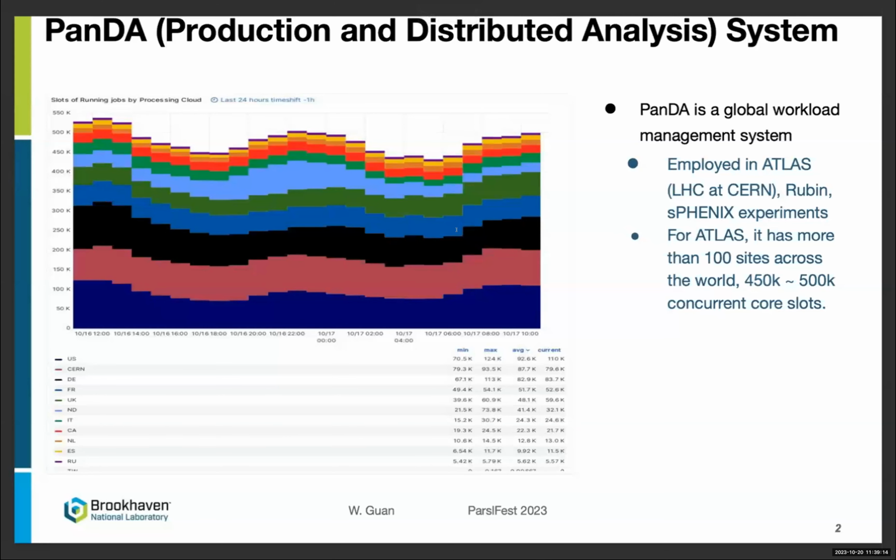At first, I would like to introduce what PanDA is. PanDA is a production and distributed analysis system. It's a global workload management system. Currently, it has already been employed in the ATLAS experiment, the Rubin experiment, and the Phoenix experiment. Here is a monitor for ATLAS. For ATLAS, it has more than 100 sites across the world, in different countries.